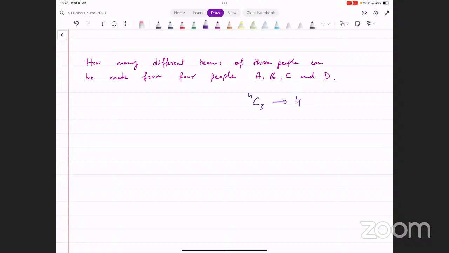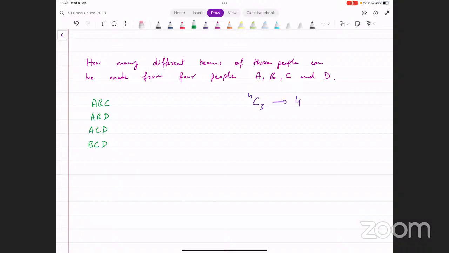Now, can we list down all of those cases? One possibility could be A, B, C. You could have A, B, D, and then you can have A, C, D, and B, C, D. These are the 4 possible teams that you could get from this.